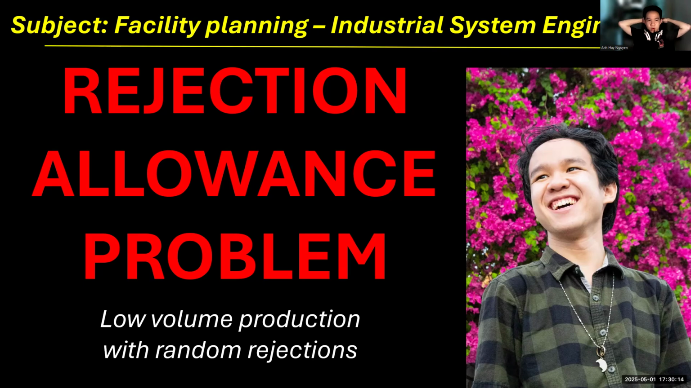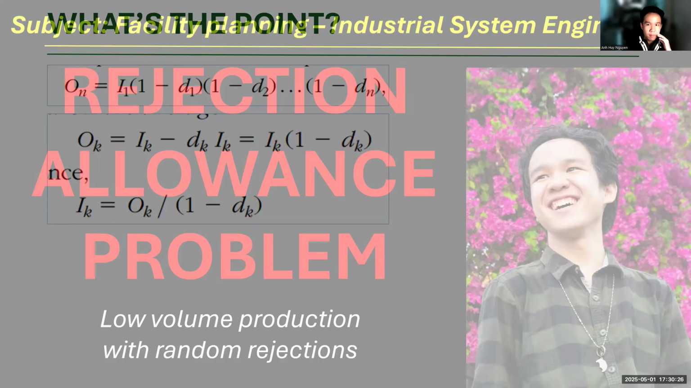Today we will tackle the problem called the rejection allowance problem. So in simpler terms, it's just low volume production with random rejection. So why do we need this kind of problem?